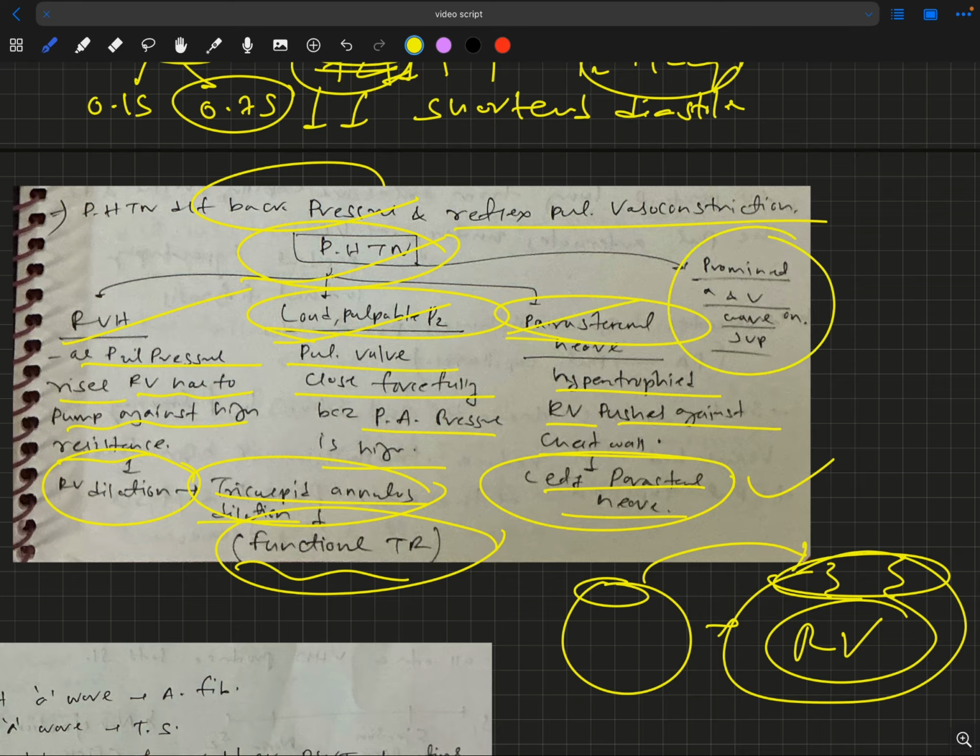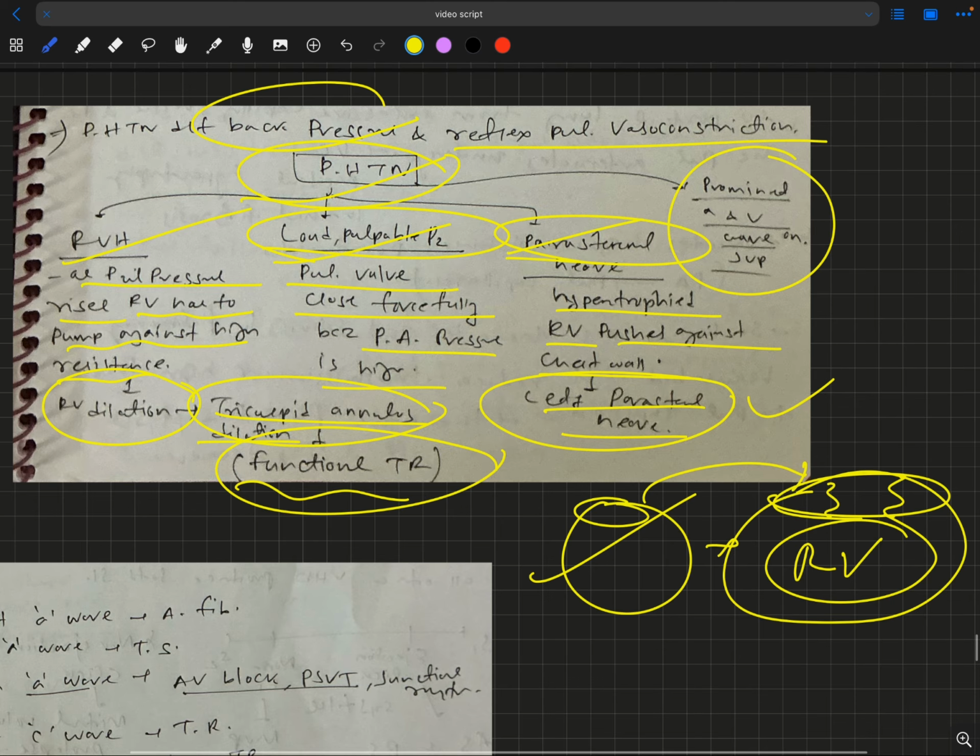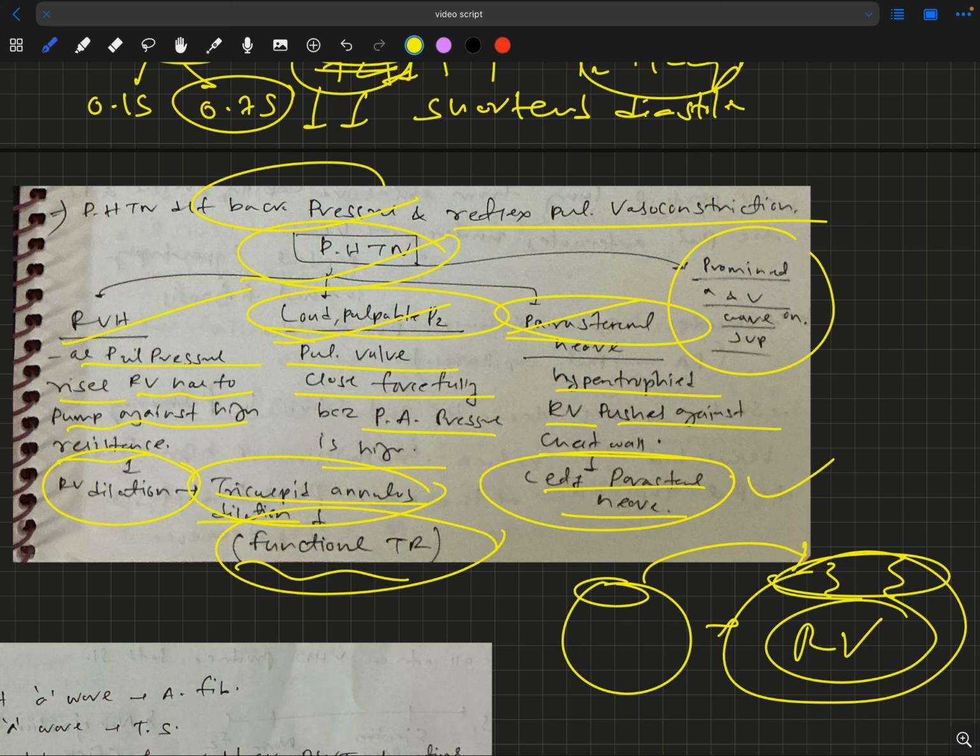Another is prominent A and V wave on JVP. A wave is due to right atrial contraction. If the right ventricle is undergoing hypertrophy, the right ventricle pressure is increasing. Now the right atrium has to pump with more pressure to compensate that. So right atrial contraction will rise, that will lead to a prominent A wave. V wave is seen in case of tricuspid regurgitation. There is functional tricuspid regurgitation, so V wave is also prominent in case of pulmonary hypertension.